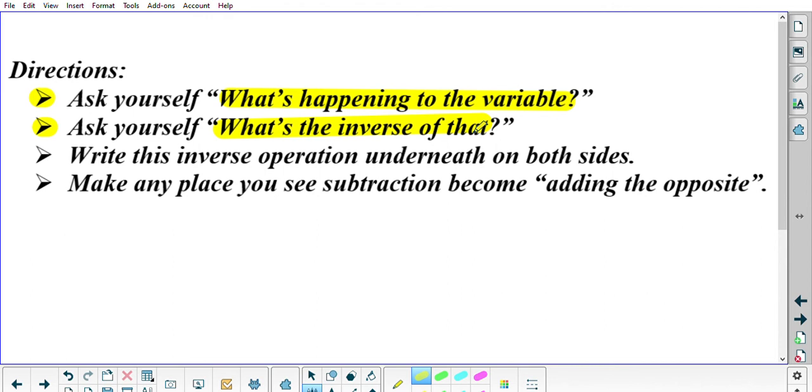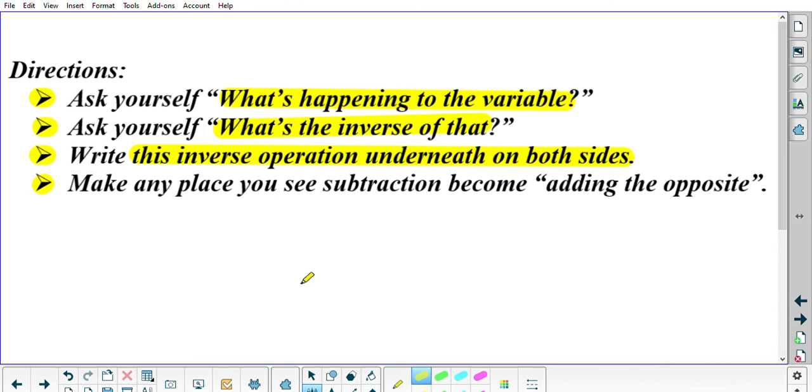This is how these first 2 questions are going to play out. Third thing, whatever the inverse operation is, whatever we figure out as the answer to the second question, we're going to do that inverse operation underneath the equation on both sides, meaning both sides of the equal sign, just like a balance. Then, fourth thing, any place that we see subtraction, whether it's in the original equation or if it somehow ends up in our inverse operation that we're doing on both sides, we're going to make the subtraction become adding the opposite. That's the fourth thing we will do.